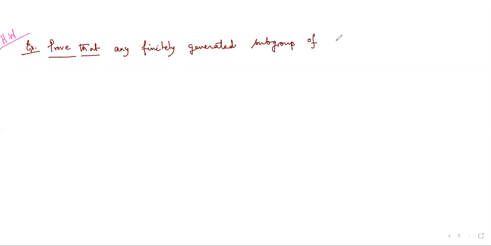Now, I am giving you a problem. It is not a theorem. Since I'm writing proof there, don't think I'm going to give you a theorem here. Prove that any finitely generated subgroup of Q plus is cyclic.